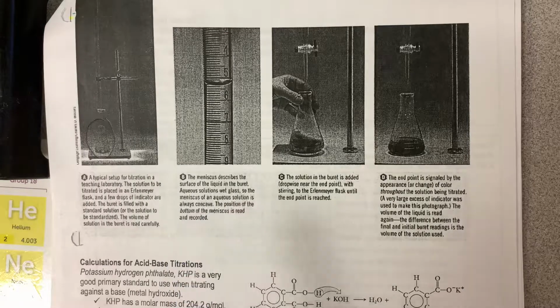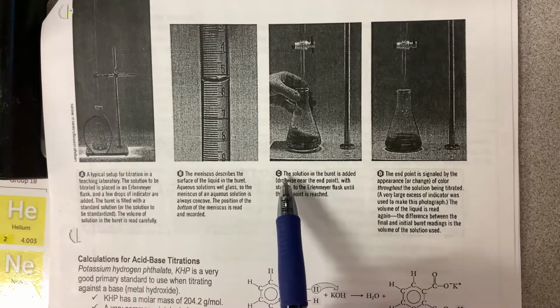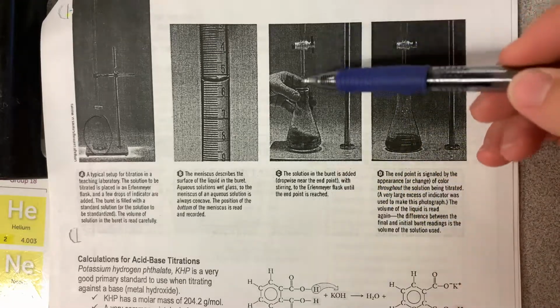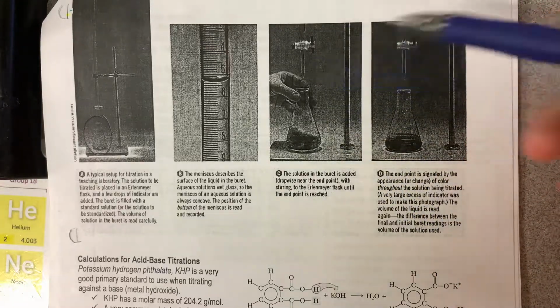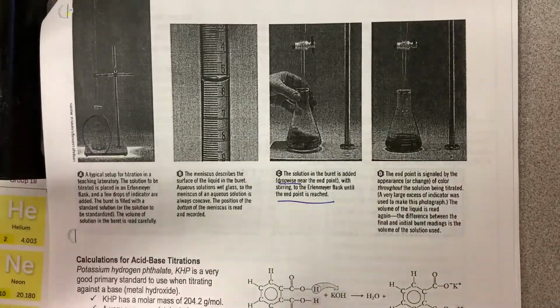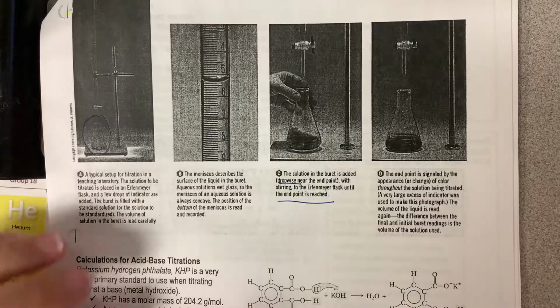You want to read on the burette. Okay, C, this one, okay, so the solution is placed in the Erlenmeyer, the burette is dropped in, and it's basically dropwise. I mean, you get to the point where you're going to be measuring drop by drop by drop, okay?